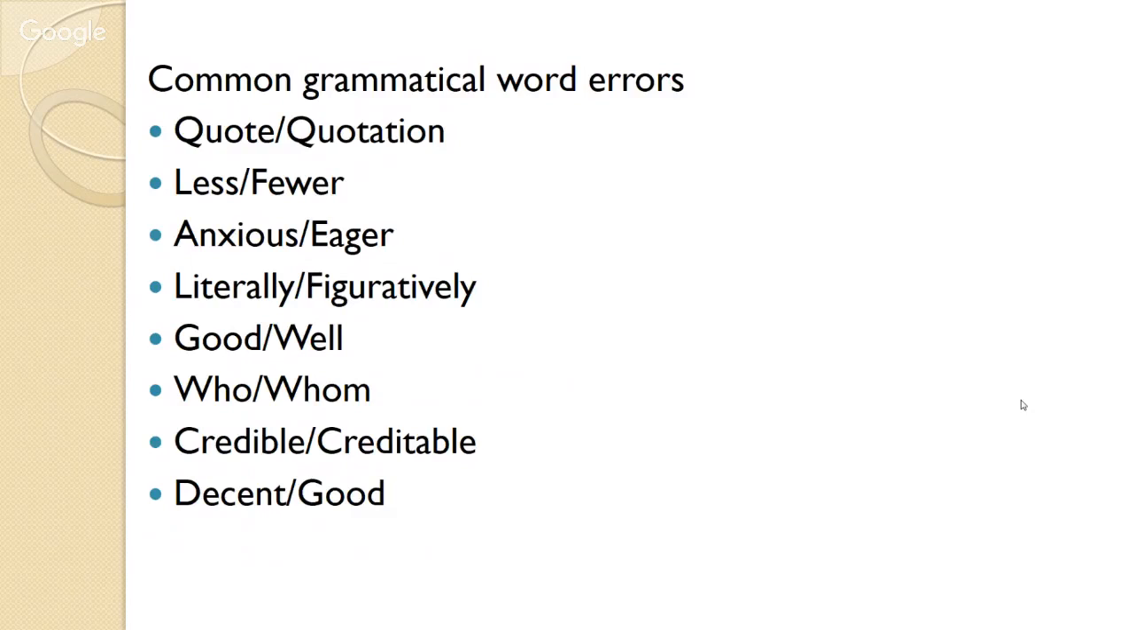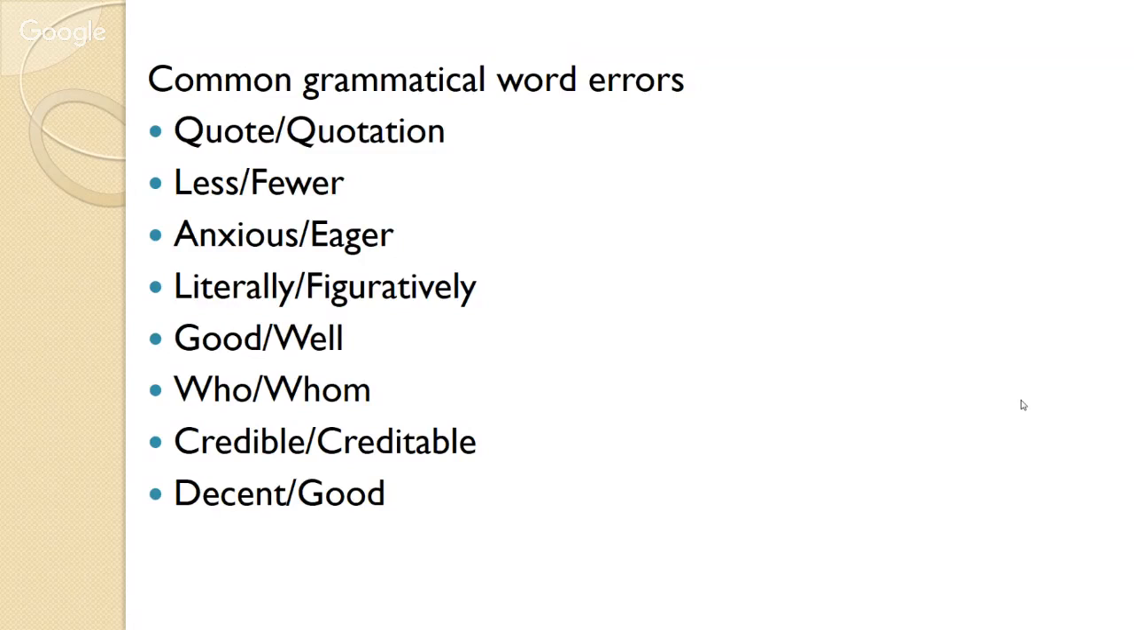Less and fewer, another common example. If you go to a grocery store and you get a handful of items and you want to use the express checkout, often there's the sign that says 12 items or less. And that's wrong. It should be 12 items or fewer. You use less for amounts that cannot be divided or counted. You use fewer for amounts that can be divided and counted.